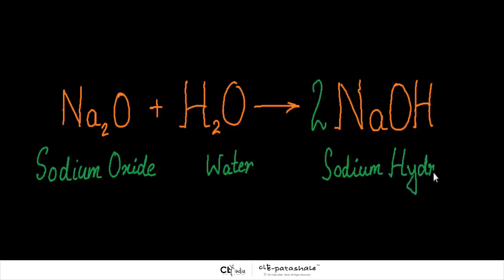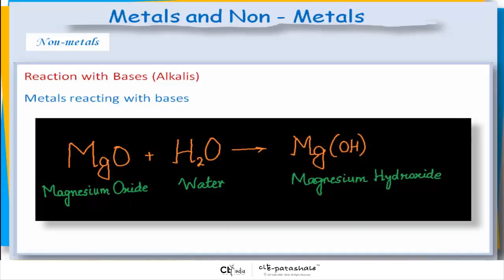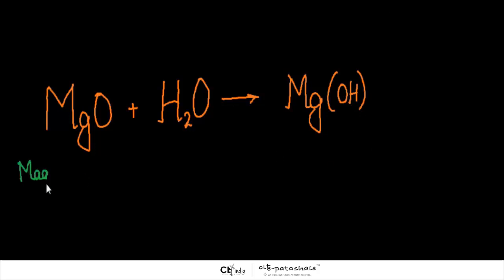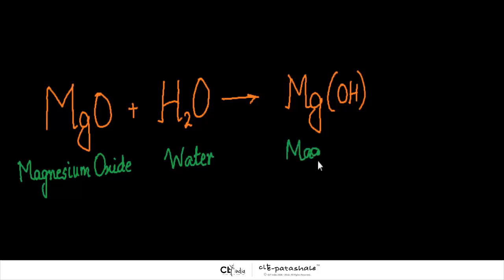Let us balance this equation. After balancing, we'll get the final equation as Na2O plus H2O gives 2NaOH. Similarly, magnesium oxide plus water gives us magnesium hydroxide. MgO plus H2O gives MgOH, where MgO is magnesium oxide, H2O is water, MgOH is magnesium hydroxide.